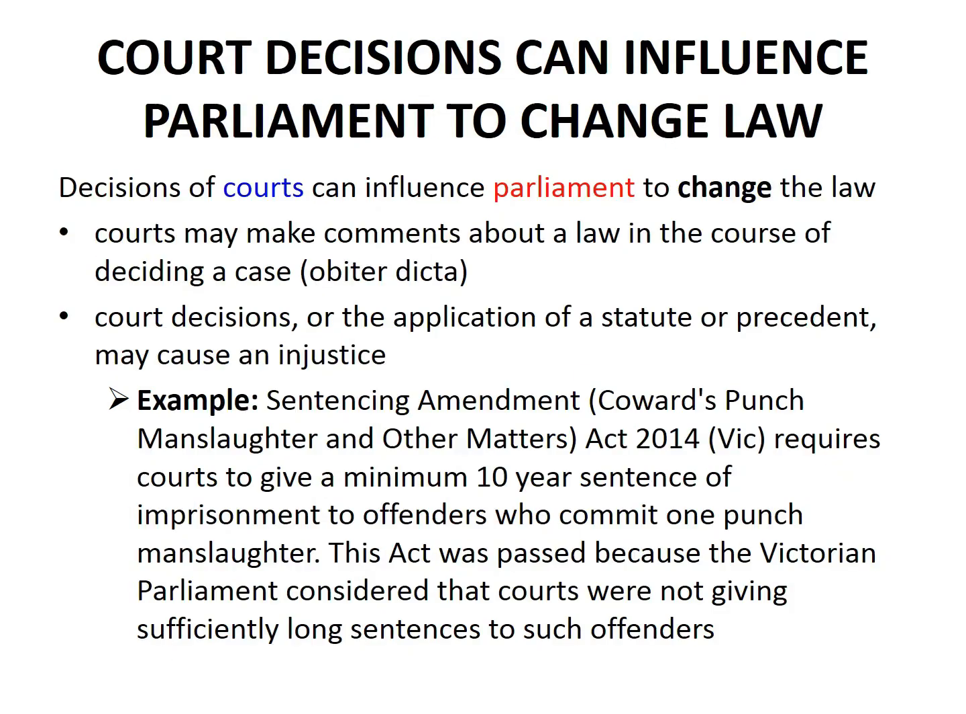This now brings us to the fourth and final relationship between Parliament and courts, and this is that decisions made by courts can influence Parliament to change the law. For example, a judge might make comments about a statute in the course of deciding a case. The judge might do this because the judge thinks that the statute operates unfairly in a particular situation. These comments, which will be obiter dicta, may be picked up by Parliament in the sense that Parliament might then pass a law which amends, that is, changes, the statute so that it no longer operates unfairly.